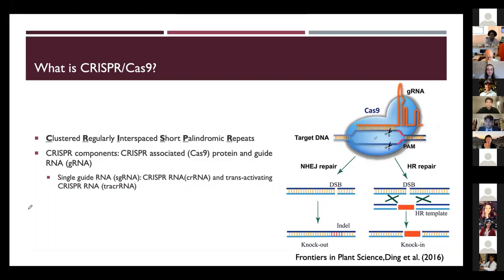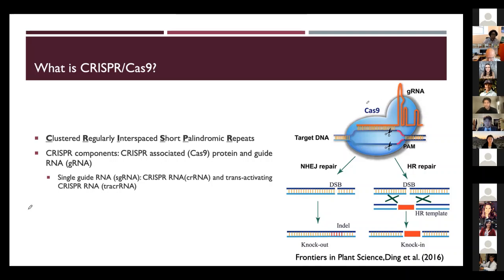As for the guide RNA, it has two components, the CRISPR RNA or crRNA and transactivating CRISPR RNA or tracrRNA. And essentially, this guide RNA can be synthetically replaced by single guide RNA or sgRNA, which essentially contains the crRNA-tracrRNA duplex and acts as a chimera.